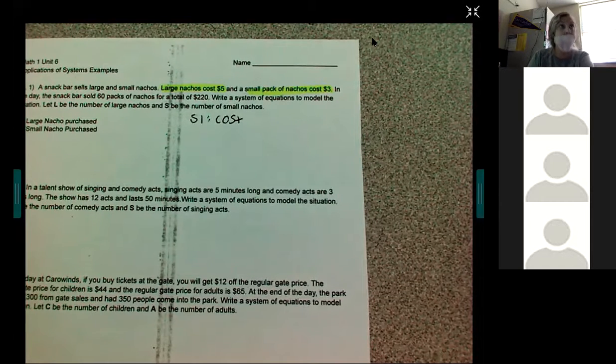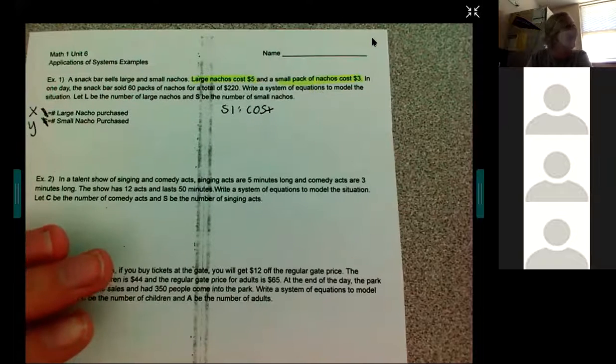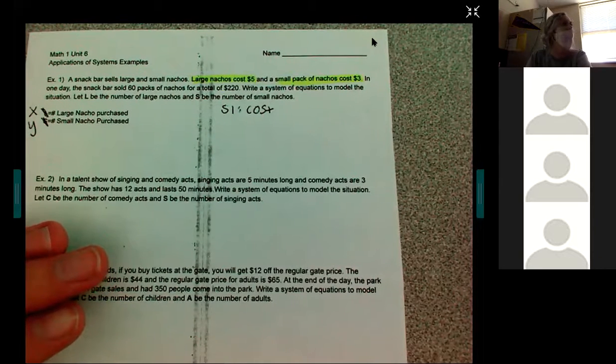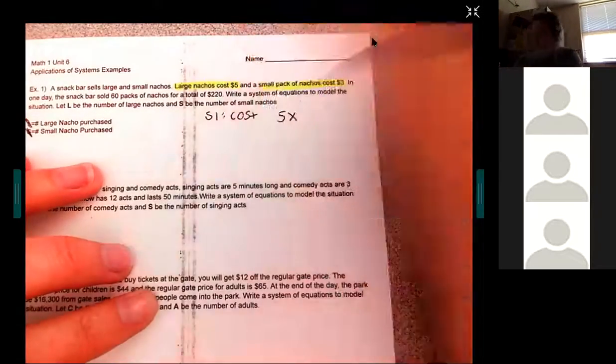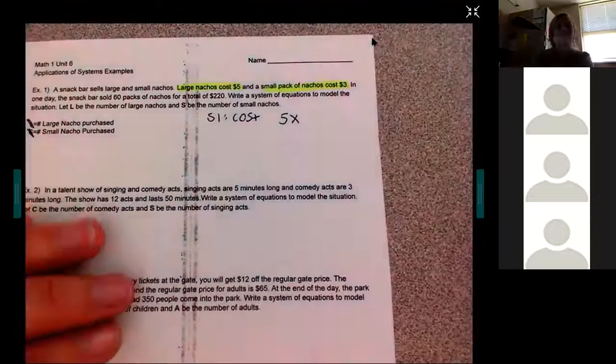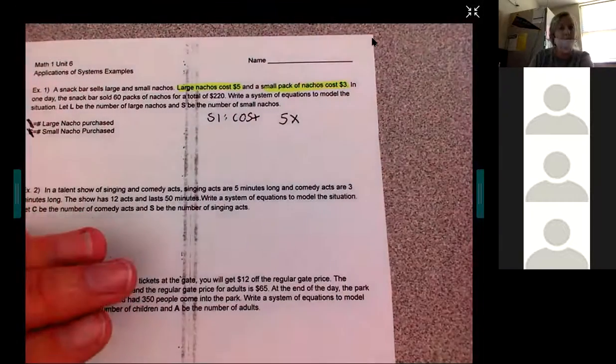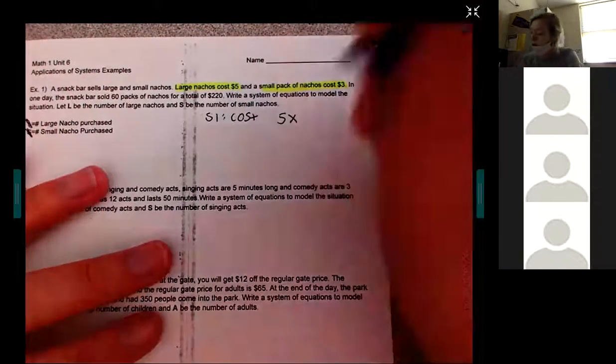S1, subject 1. All right, y'all. So how much did the large nachos cost? So what do I write? Ooh, who said L? No, 5 what? There we go. 5X is for our large nachos. How much do our small nachos cost? 3Y. There we go. 3Y.